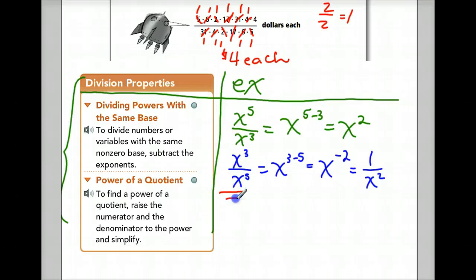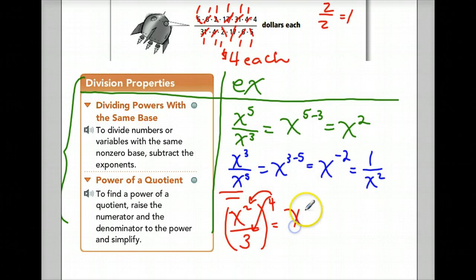All right, let's look at the second type. The second type is power of a quotient. To find the power of a quotient, raise the numerator and the denominator to that power and simplify. So this example I'm going to do in red, and my example is going to be x squared over 3, and in big parentheses we're going to raise that all to the 4th. So just like in multiplication, we give each factor on the inside the power of 4. So remember, we like to see this step: x to the 2 times 4 over 3 to the 4th.